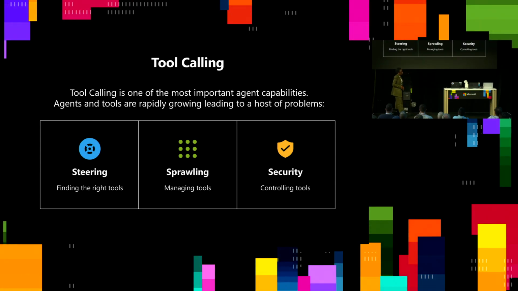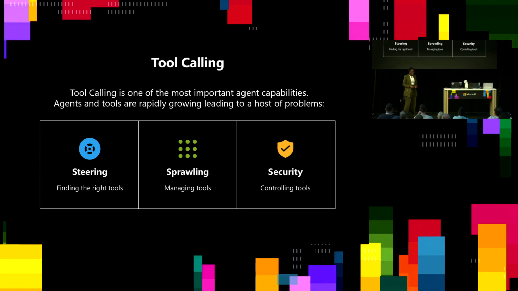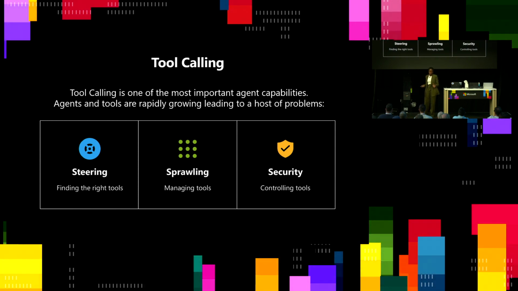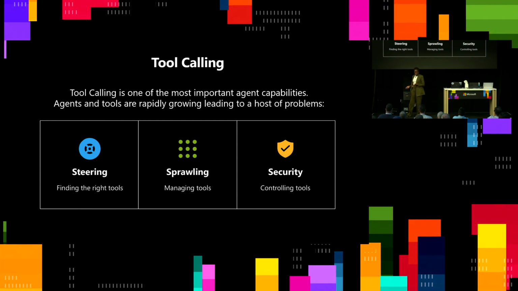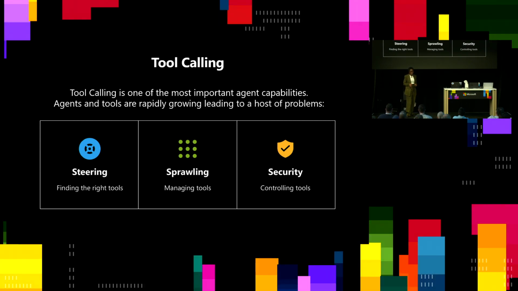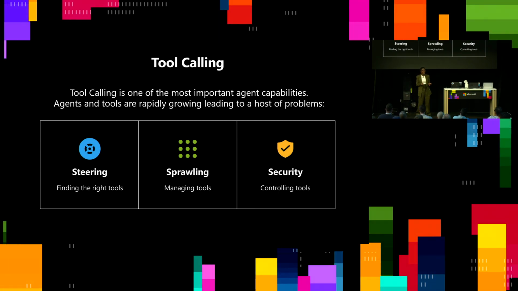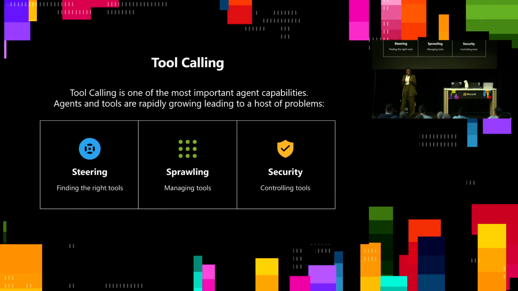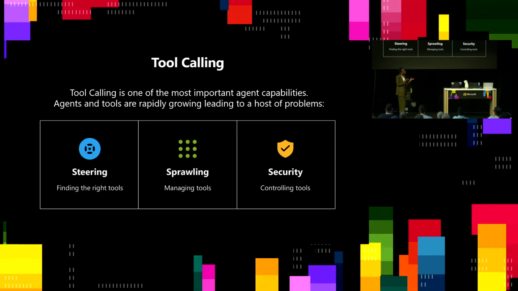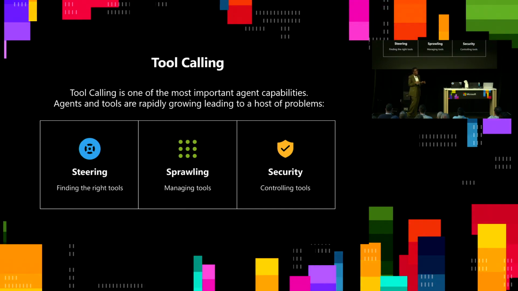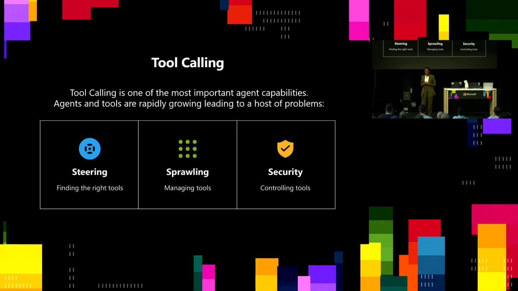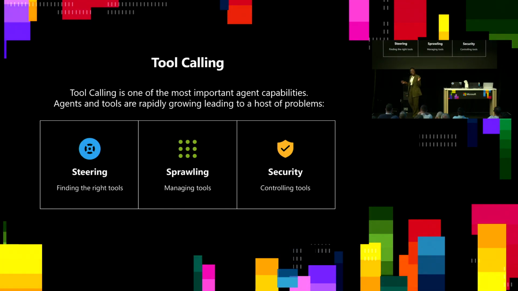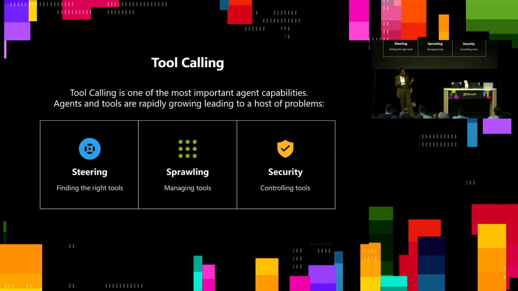But before we jump into tools, let's talk about the single most important capability that your agent needs. So agents and tools are rapidly growing, and this is leading to a host of problems. LLMs provide you with the reasoning for your agent. Tool calling is what enables your agent to perform an action, right? And this is how your agents provide real business value. But what are the problems that we are seeing with our customers? There have been thousands of papers written about this when you're trying to integrate tools into your agentic application.